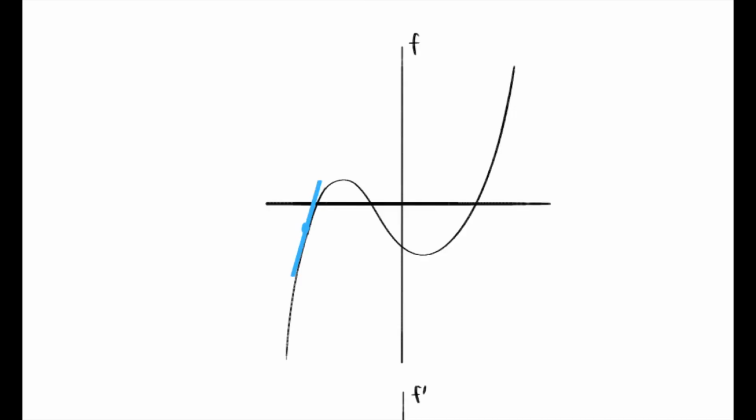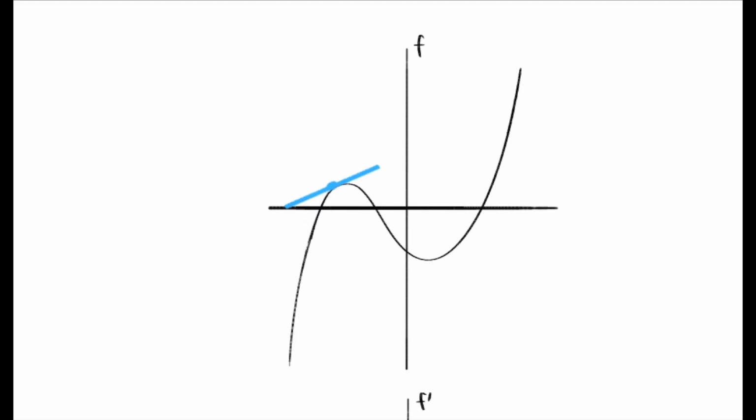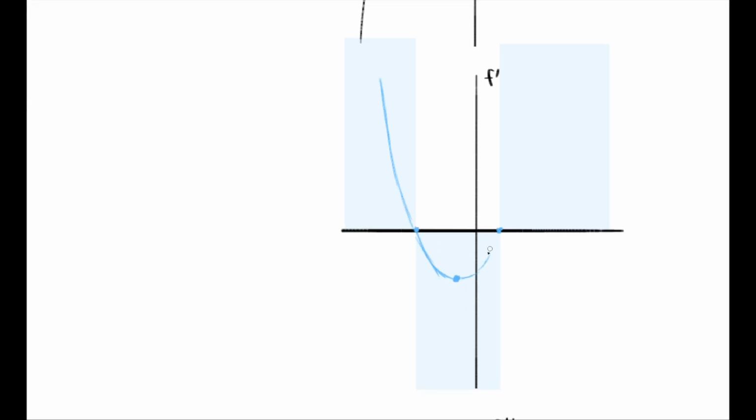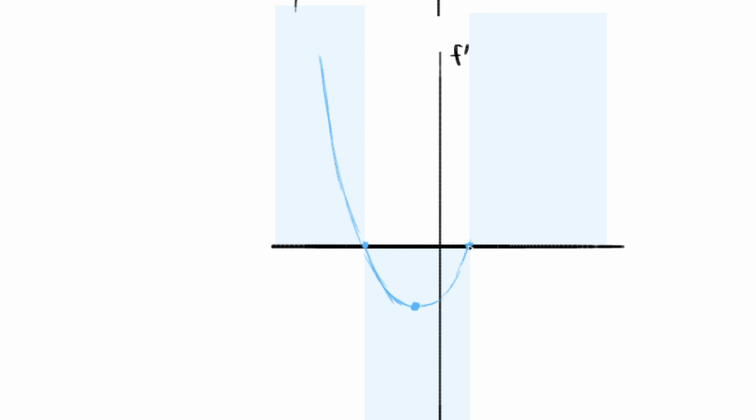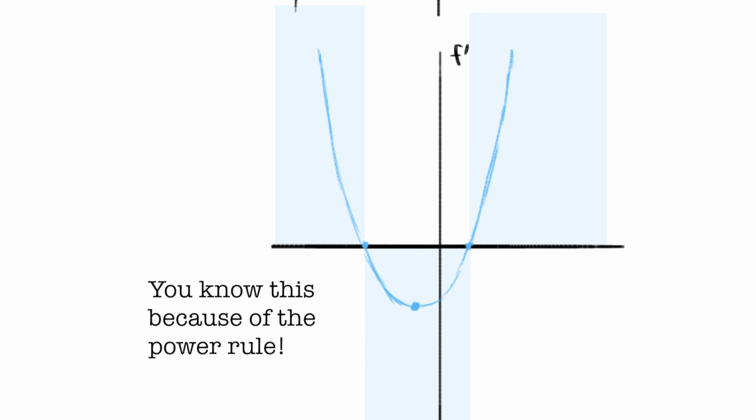We also see here that the slopes of the tangent lines are approaching 0, so the graph of f prime will also be approaching 0. On the right, the slope of f starts to get bigger and bigger, so f prime will also increase as drawn here. We can see that the graph of f is a cubic function, so the derivative of that will be a quadratic function.